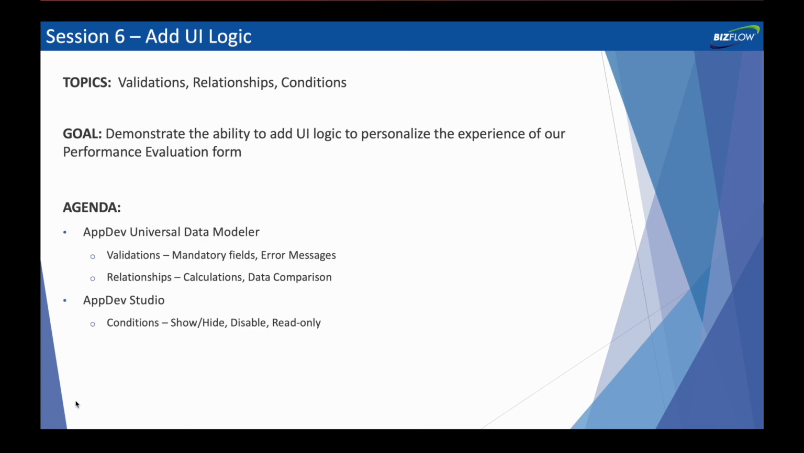In our next session, session 6, we'll be walking through how to add that UI and data logic that we were just talking about to better enhance and personalize the experience of using the performance evaluation form. So we'll be adding things such as validations and relationships through our universal data modeler, and we'll also be adding conditions in our AppDev Studio.